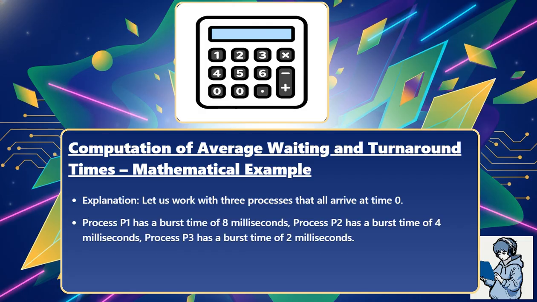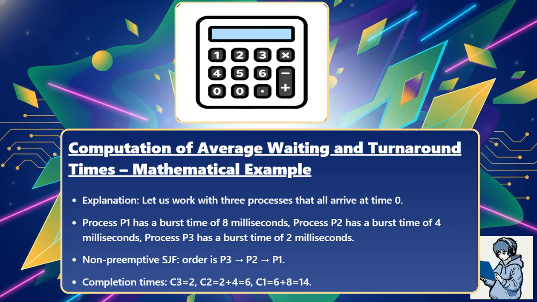Explanation: let us work with 3 processes that all arrive at time 0. Process P1 has a burst time of 8 milliseconds, process P2 has a burst time of 4 milliseconds, process P3 has a burst time of 2 milliseconds. Non-preemptive shortest job first. Order is P3, then P2, then P1.